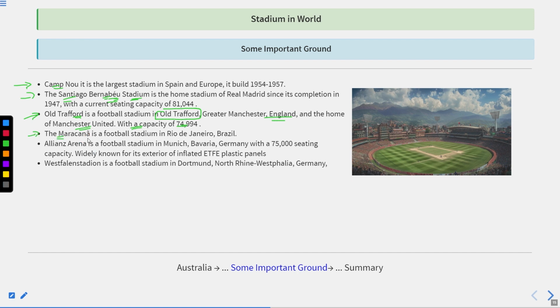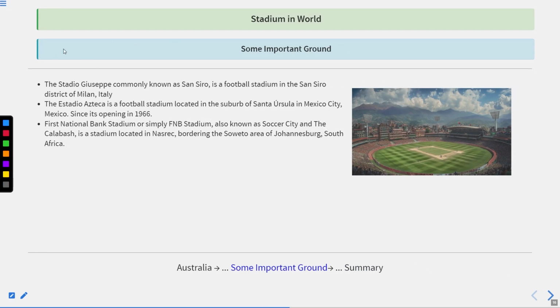The Maracanã, a football stadium in Rio de Janeiro, Brazil. Allianz Arena, a football stadium in Munich, Bavaria, Germany, with 75,000 seating capacity, widely known for its exterior of inflated ETFE plastic panels. Then, Westfalen Stadium is a football stadium in Dortmund, North Rhine-Westphalia, Germany. The Stadio Giuseppe Meazza, commonly known as San Siro, is a football stadium in the San Siro district of Milan, Italy. The Stadio Azteca, a football stadium located in the suburb of Santa Ursula in Mexico City, Mexico, since opening in 1966.